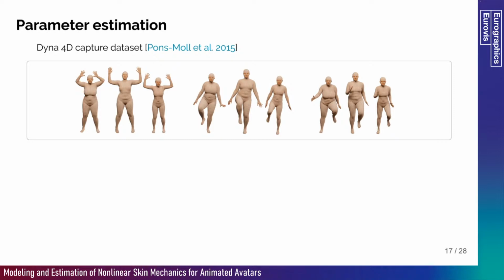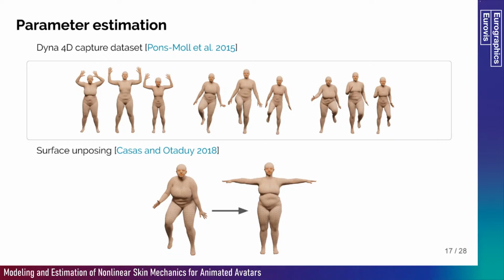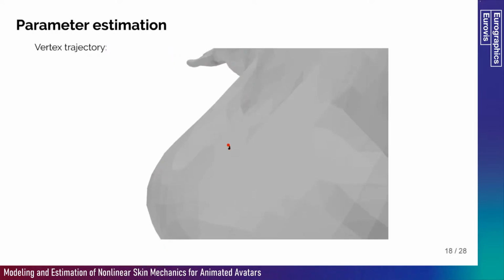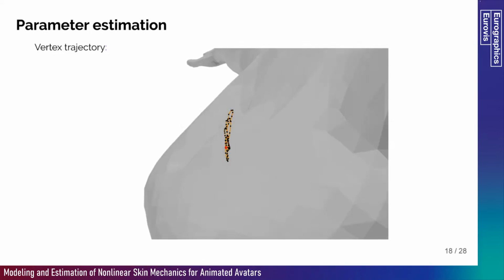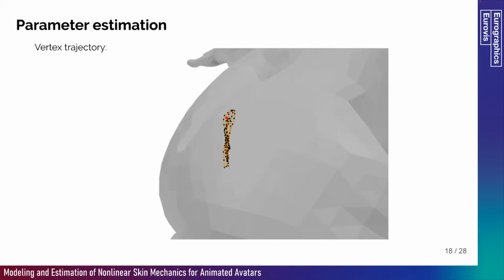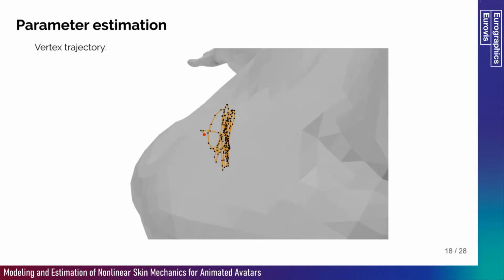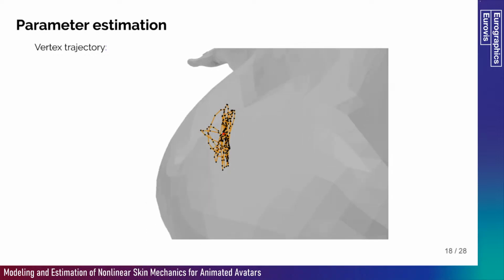Starting from this dataset, we estimate the shape and pose parameters for each subject and sequence, following the approach described by Casas and Otaduy. After unposing both captures and simulations, we minimize an error metric in this space. As previously stated, we observe on captures a strong directionality in unposed vertex trajectories. Based on these observations, we introduce a novel error metric using the anisotropic motion variance of unposed surface vertices.